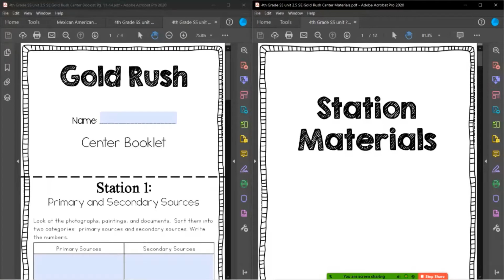Hello, fourth grade. This week we're going to be focusing some more on the Gold Rush and we're going to be doing a booklet about it.